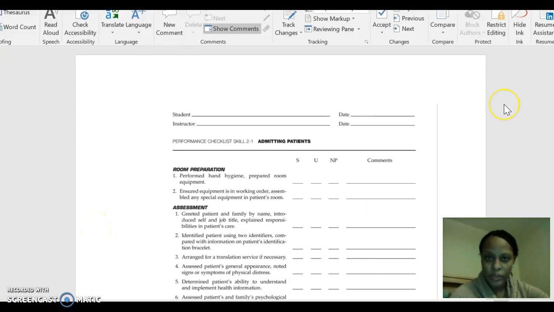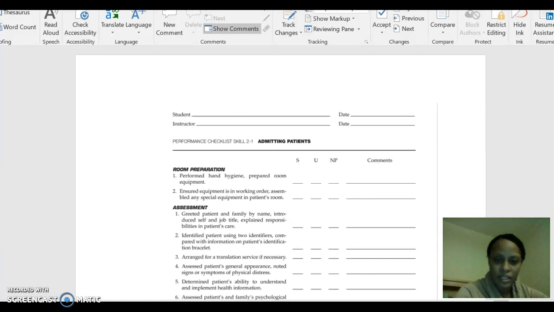Hi all, I wanted to review the new grading scale for skills. So let's look at the grading scale. This is a sheet that's actually from the new book, the literature that we're utilizing. It's Perry and Potter and one more author.